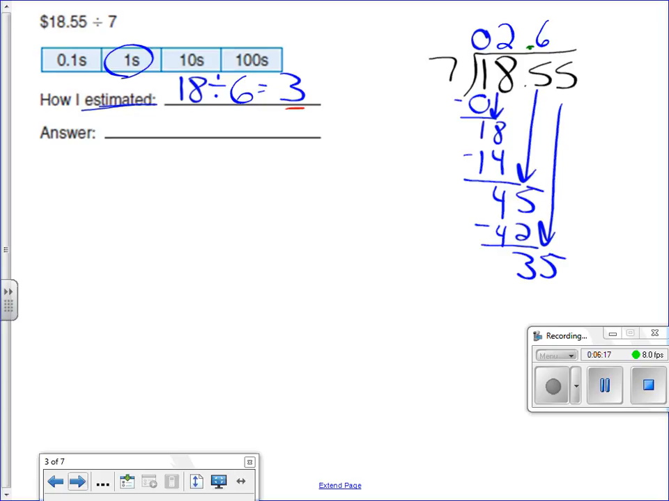7 can go into 35 exactly 5 times. That was some easy math. 35. Subtract, get a 0. There's no other numbers to bring down. So my answer is 2 and 65 hundredths, which is very close to the number 3. So that question is correct.